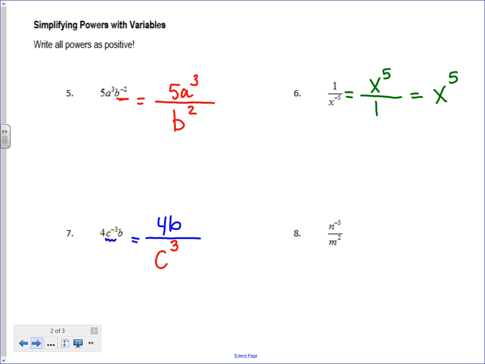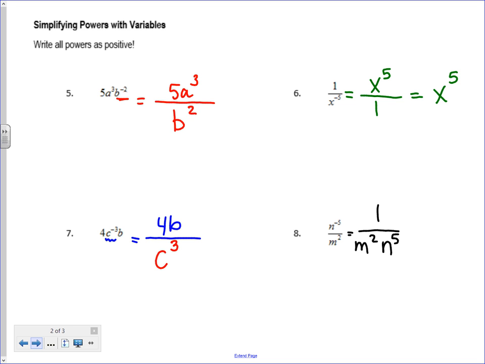All right, finally, in number 8, the n has a negative exponent. The m has a positive exponent. So that m ends up staying put because it's already happy. It has a positive exponent. The n is not. So the n has to move to the denominator, make its exponent positive, and be replaced by a 1.